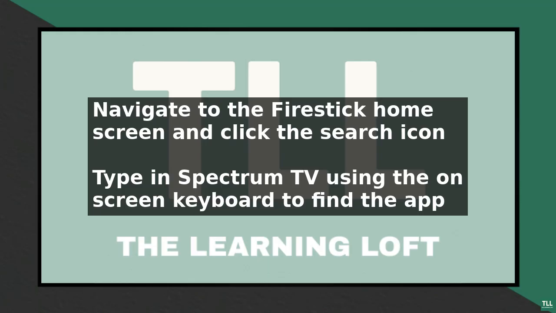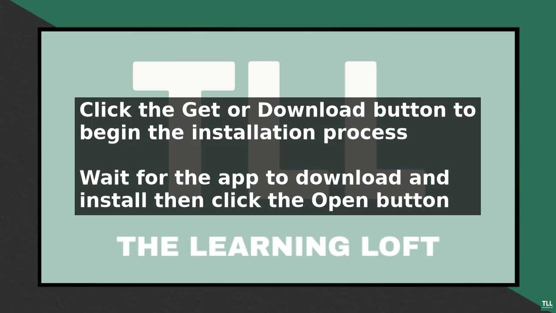On the details page, click on the Get or Download button to begin the installation process. Wait for the app to download and install. This may take a few seconds. Once the installation is complete, click on the Open button to launch the Spectrum TV app.